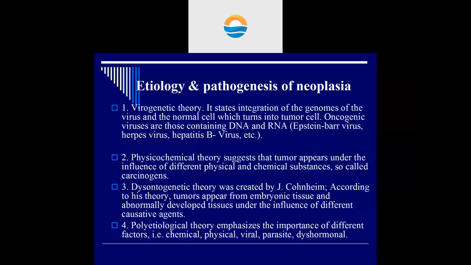The third way, dysontogenetic theory, was created by Cohnheim. According to this theory, tumors appear from embryonic tissue and abnormally developed tissues under the influence of different causative agents. Polyetiological theory emphasizes the importance of different factors like chemical, physical, viral, parasite, and dyshormonal ones.